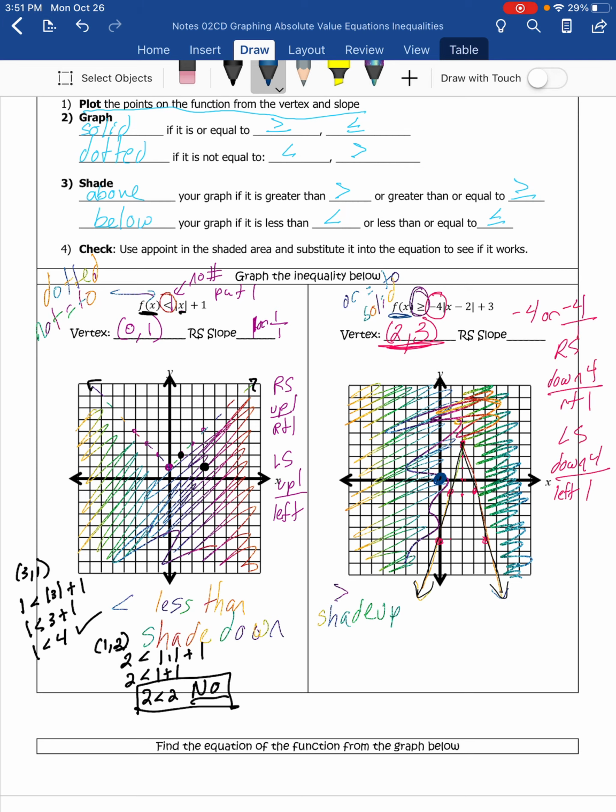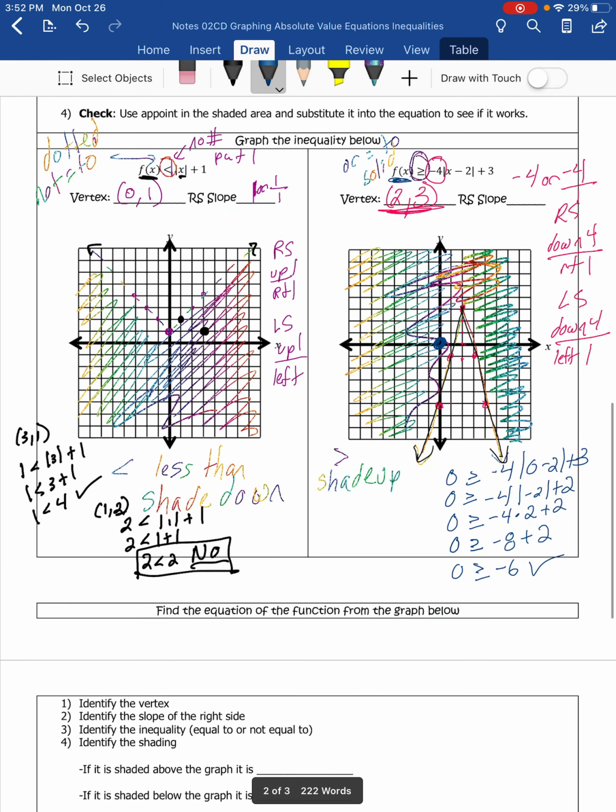So I'm going to plug in 0 for f of x. So that's going to be 0 is greater than or equal to -4 times the absolute value of 0 minus 2, plus 3. 0 is greater than or equal to -4 times 2 plus 3. 0 is greater than -8 plus 3... Is 0 greater than -6? Well, yeah, it is greater than -6. So it does check out in our problem. And so there we go. That's what I mean by checking a point.